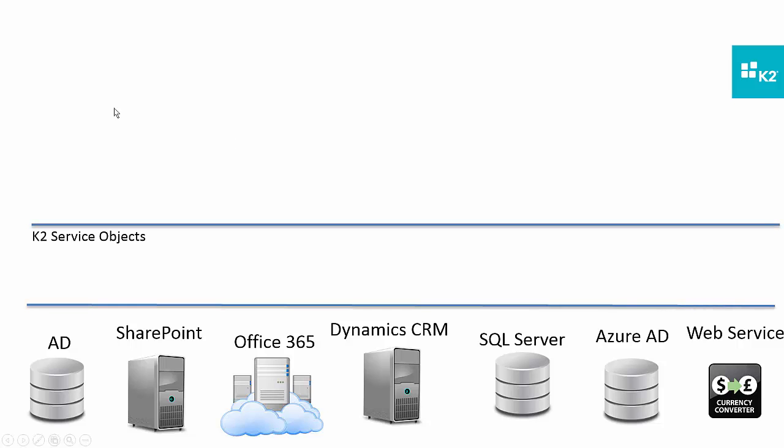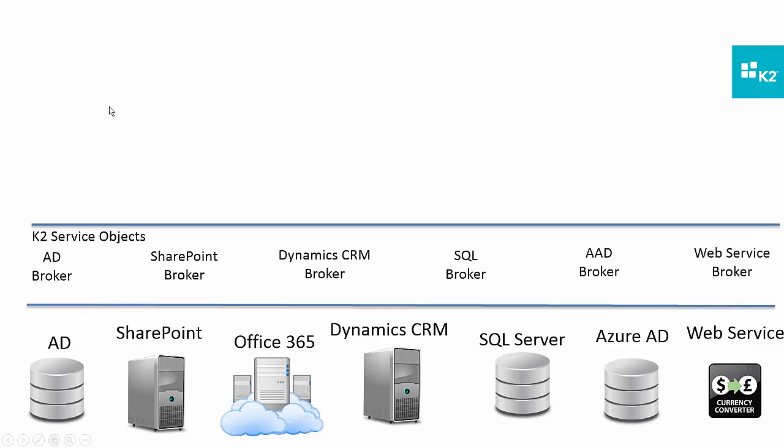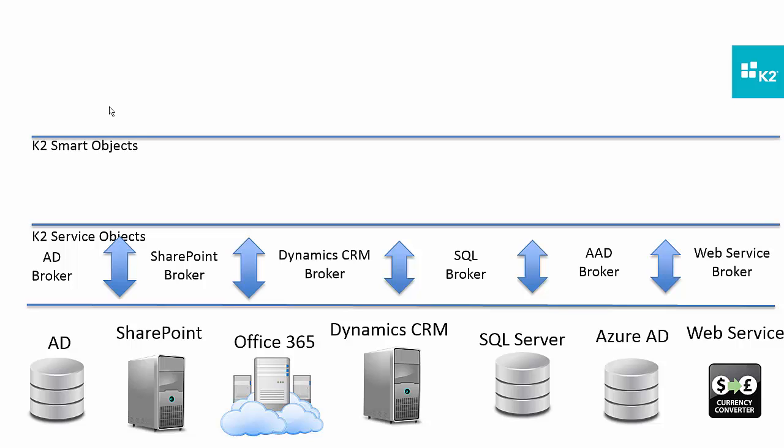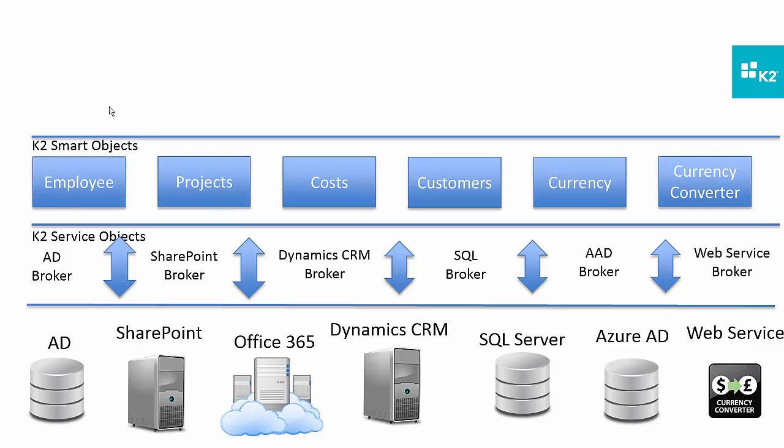So what we have is a layer of K2 service objects. Inside of this layer, there are a number of brokers. These are just an example of the few that we're going to use in this example, but there's quite a few, and you can also build your own. These brokers allow you to do bidirectional communication with these different systems. On top of these service objects, or brokers, we're able to build K2 smart objects. So these are more of a business representation of the data that lies underneath.